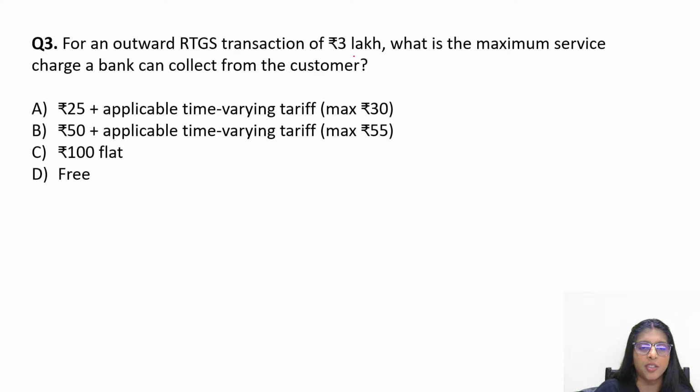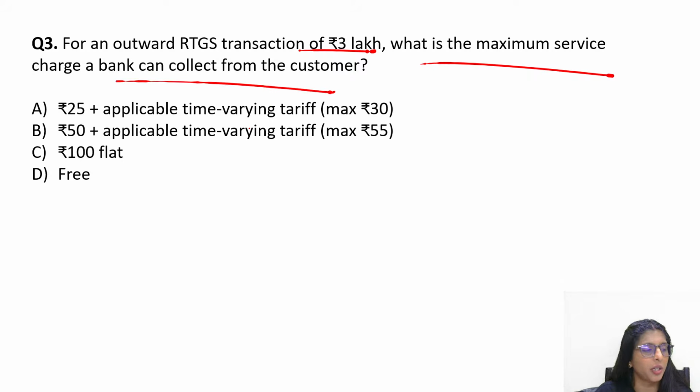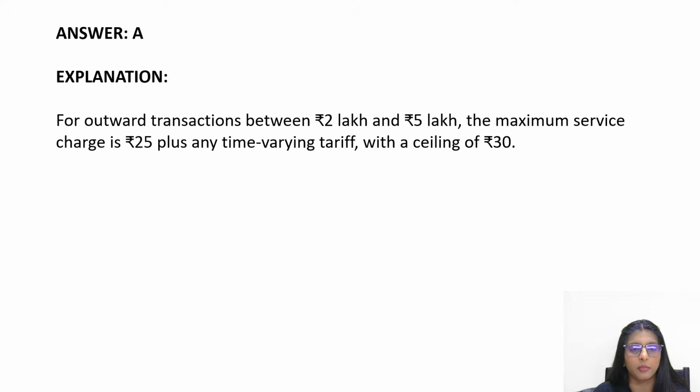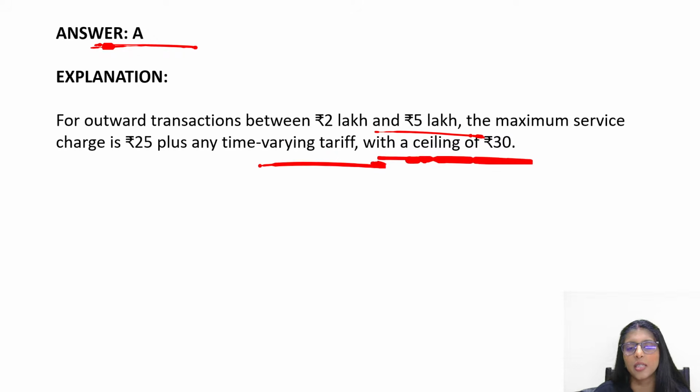For an outward RTGS transaction of 3 lakh, what is the maximum service charge a bank can collect from the customer? It's rupees 25 plus applicable time varying tariff, that is maximum 30 rupees. So option A is the right answer. For outward transactions between 2 to 5 lakh, the maximum service charge is 25 plus any time varying tariff, which is a ceiling of rupees 30.